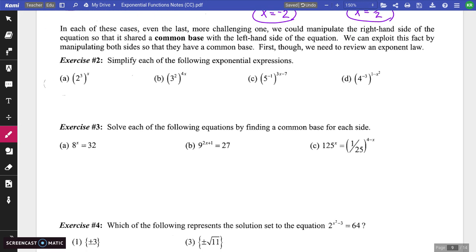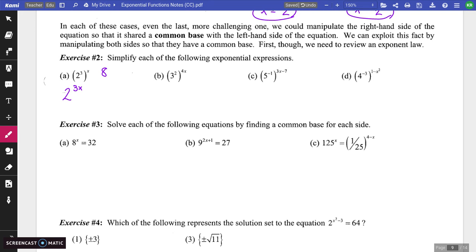Okay, now we're going to review an exponential rule. So A, 2 cubed to the x. This is a power to a power. If you remember, what do you do with your exponents? You multiply them. So this would be 2 to the 3 times x power. Now you might say, if I simplify that, 2 cubed is 8, and then 8 to the x. You're right, that is an equivalent statement. But what I want to focus on with this lesson is that concept of a power to a power.